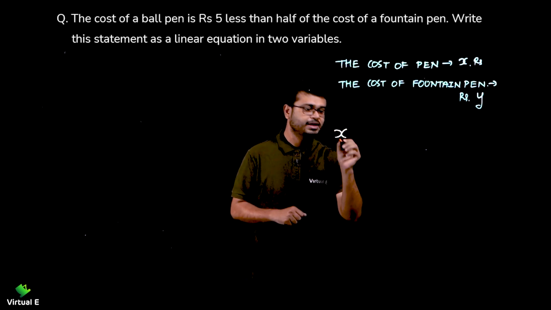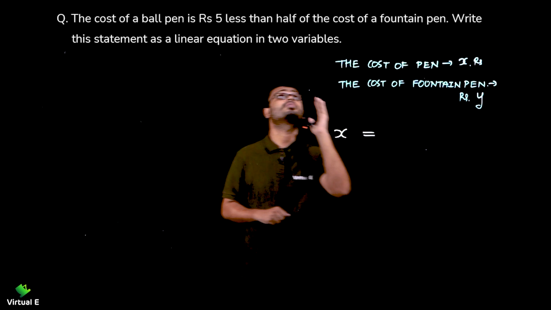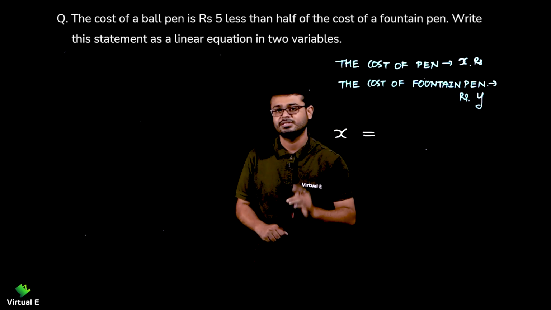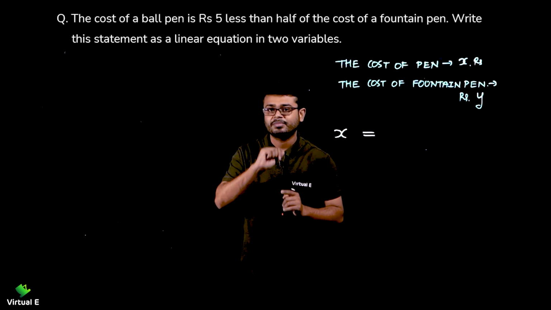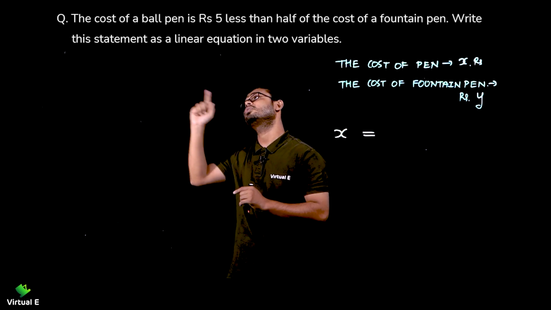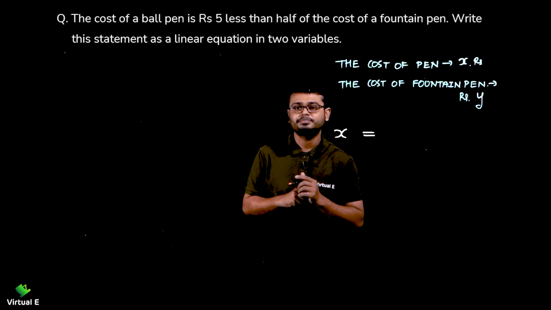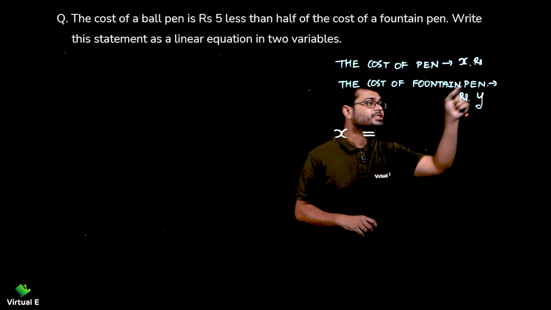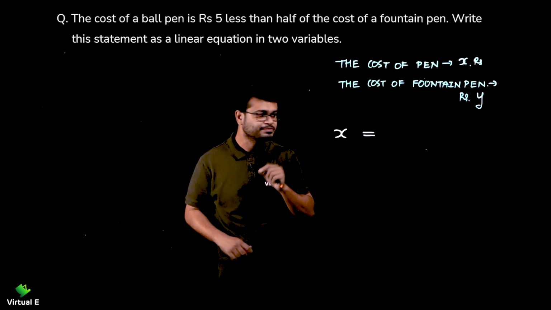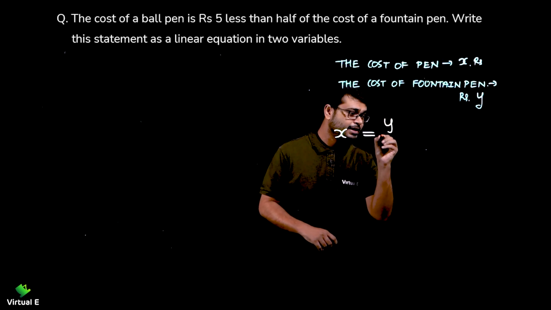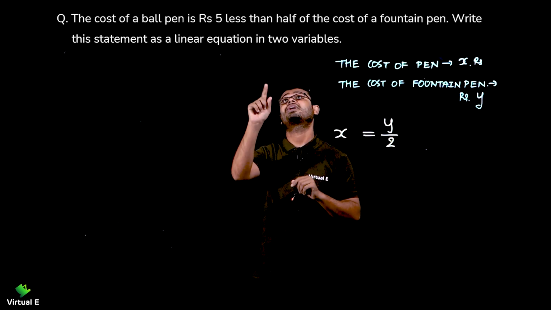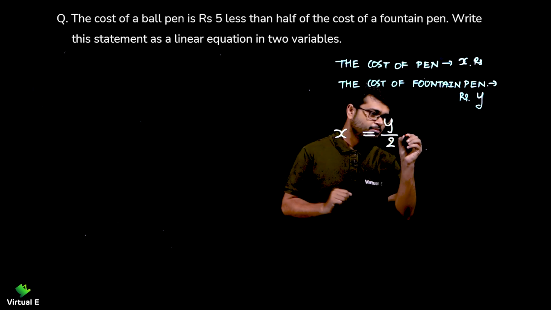The cost of a pen, x, is, meaning equal to, rupees 5 less. Less means subtraction. Remember, now 5 rupees we need to subtract from what? 5 less than half of the cost of the fountain pen. So this is the cost of the fountain pen and we need to take half. Half means what? Divide by 2. So cost of the fountain pen, y, is halved. Now still one more thing. We need to subtract 5. 5 less than, so minus 5.